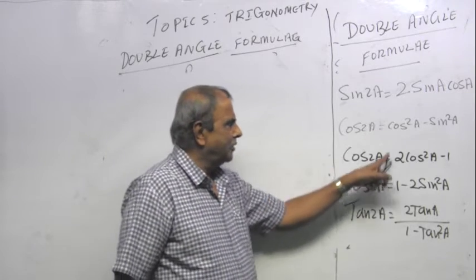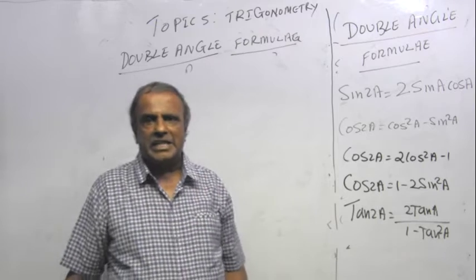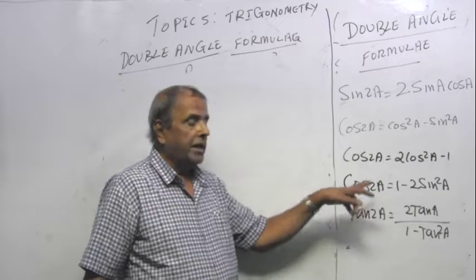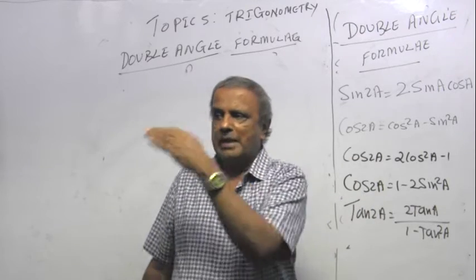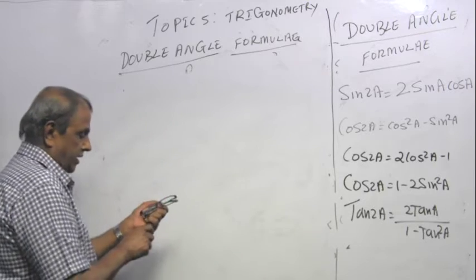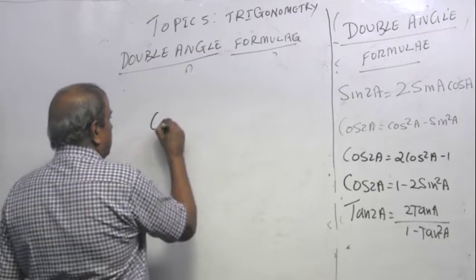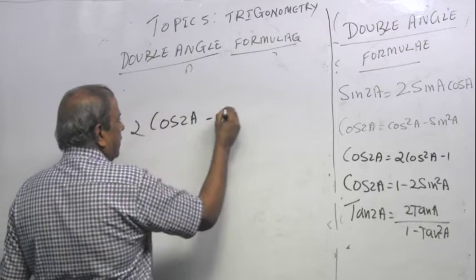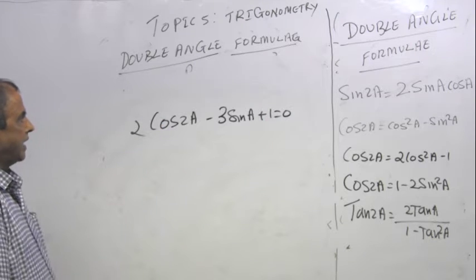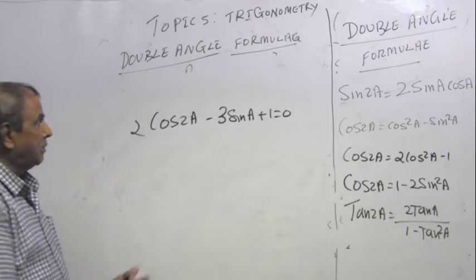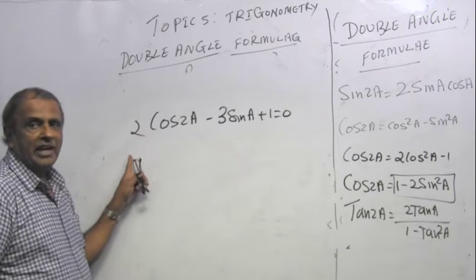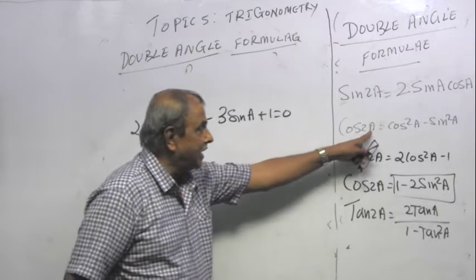Then you're wondering, sir, why did you give these two? When we do integration later, depending upon the question, I might need cos 2a only in terms of sin, or I might need cos 2a only in terms of cos. Suppose I had an equation, something like 2 cos 2a minus 3 sin a plus 1 equals 0. I can't solve this because I have a cos 2a and a sin a. But if I write cos 2a as 1 minus 2 sin squared a, I will get a quadratic in sin. Then I will use that one.